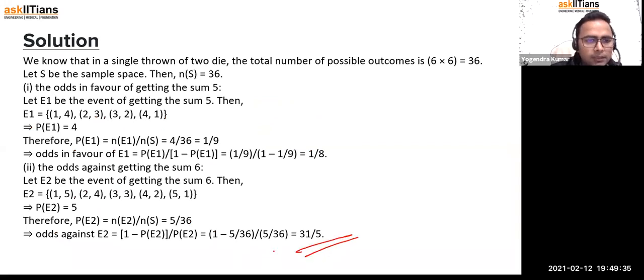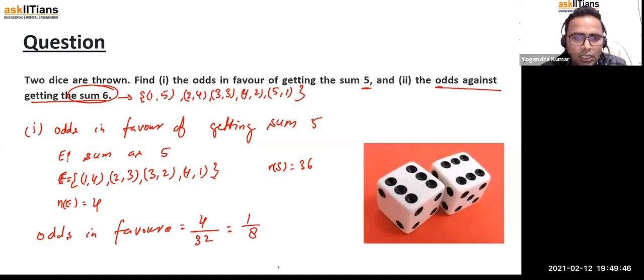I hope you got it. We need to write above. This time we need to write the not favorable cases divided by the total cases. This is how you need to understand. You can remember this also: probability of happening of the first event divided by probability of not happening of E. P of E divided by P of E prime.